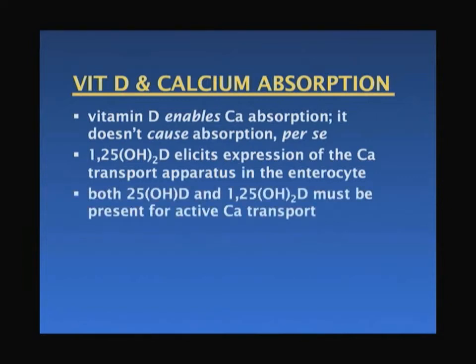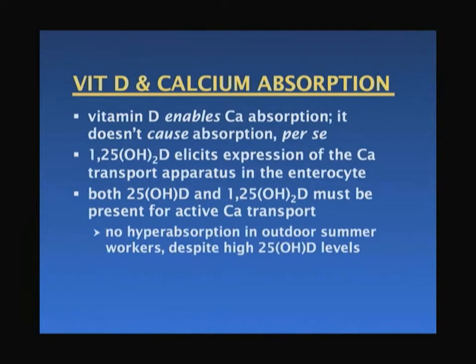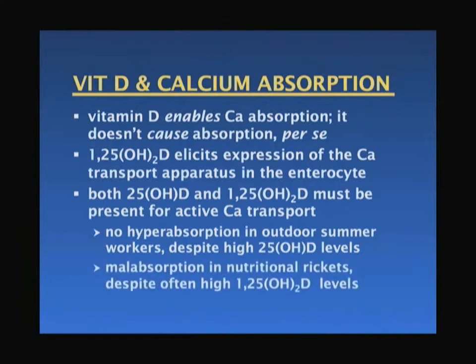But we've only just recently realized that both molecules, both 25-hydroxy-D and 1,25-D, must be present for the enterocyte to absorb calcium adequately. And the evidence for that is that we do not see hyperabsorption in outdoor summer workers, despite the fact that they have high blood levels of 25D. It doesn't cause calcium absorption. And similarly, in patients with nutritional rickets or osteomalacia, we don't see absorption of calcium at all, despite often high levels of what we think is the responsible hormone. It's 125D.